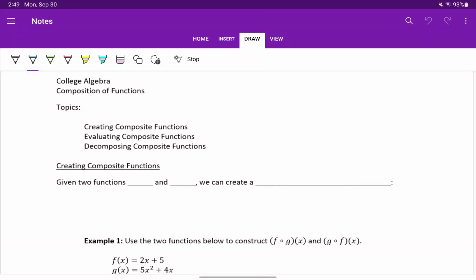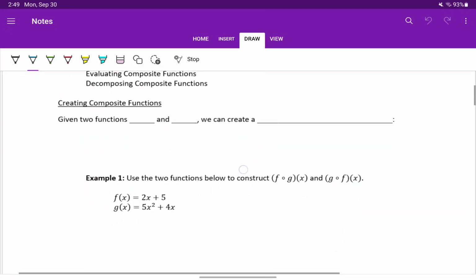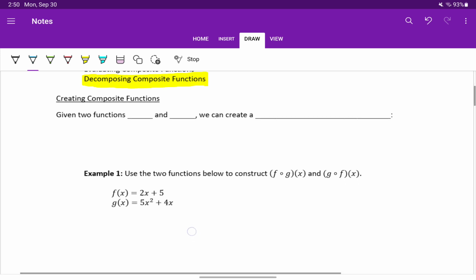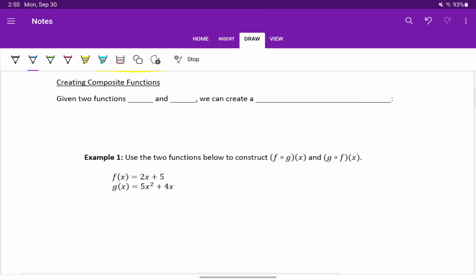In this section, we want to talk about the composition of functions, and actually really our main topic of interest will be the decomposition of functions, the last topic in this section, which will be a really critical skill to have moving into calculus in a later semester. We'll start by looking at how we create a composite function.